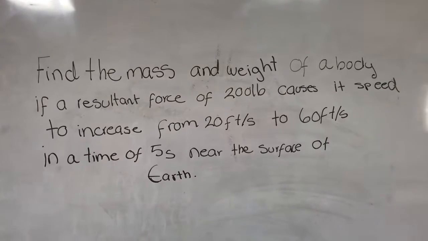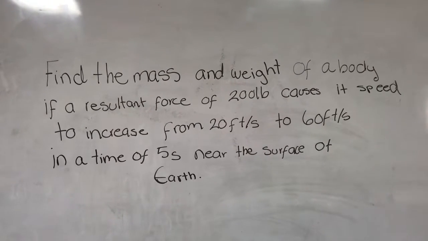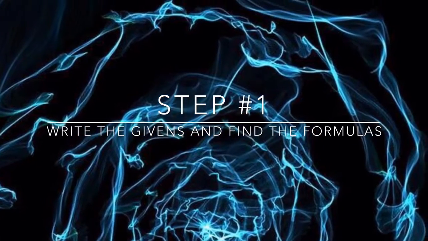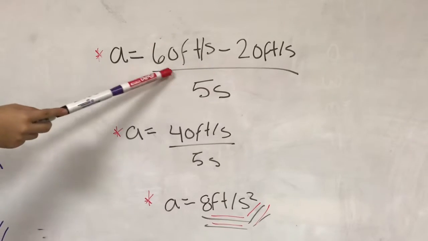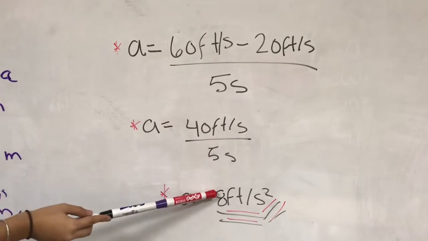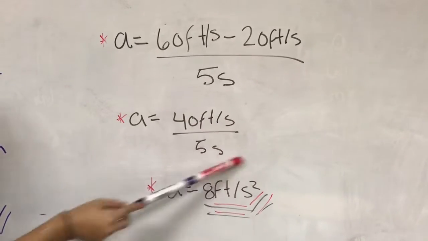Find the mass and the weight of a body if the resultant force of 200 pounds causes its speed to increase from 20 feet per second to 60 feet per second in a time of 5 seconds near the surface of Earth. With the givens, velocity 2 and velocity 1 we subtract, and it gives 40. And 40 divided by 5 is 8. And it gives feet per second squared because we have feet and seconds, so it becomes squared.